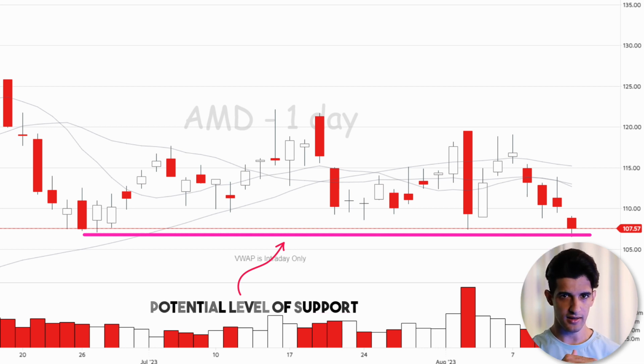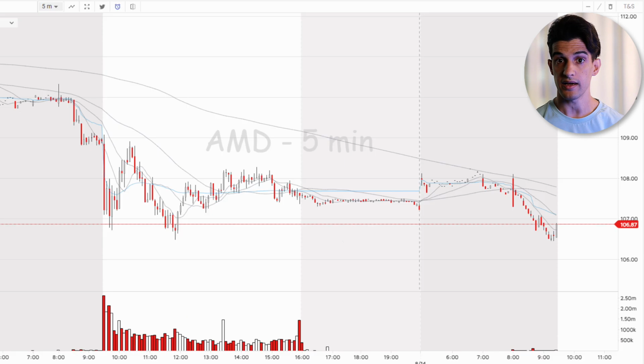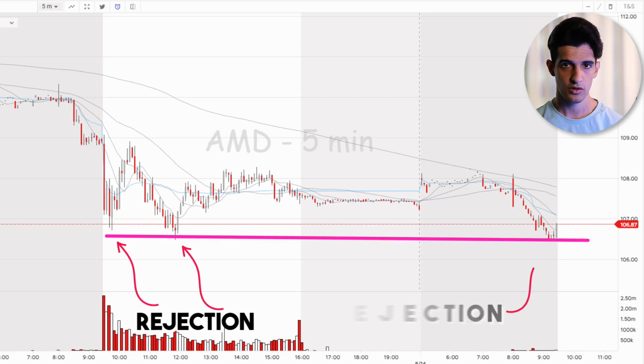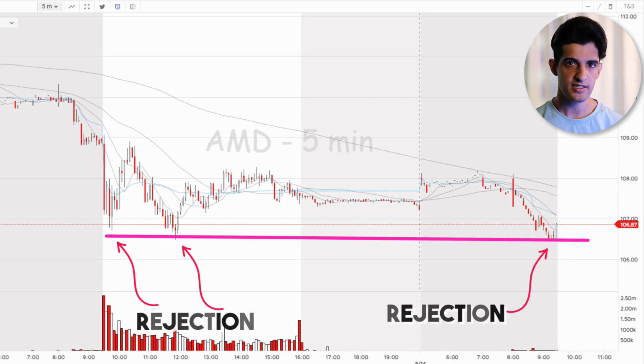It's clear that the level of support is sitting around $106 approximately, between $106 and $107. And looking at the price action yesterday, you could see that this level was confirmed. This level held yesterday and it held today in the pre-market before the market opened.